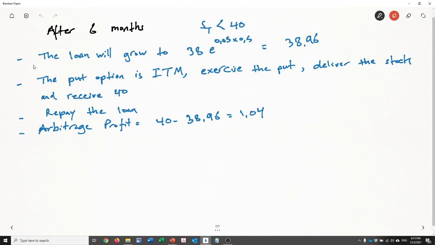Well, first, let's see if the put option is in the money or out. Since ST is lower than 40, the strike price, the put option is in the money. It makes sense to exercise the put option, which means I will deliver the stock that I have and I will receive 40. Now I will use the 40 to repay the loan. Once I repay the loan, I have concluded all the transactions related to the arbitrage opportunity, and my arbitrage profit will be 1.04.